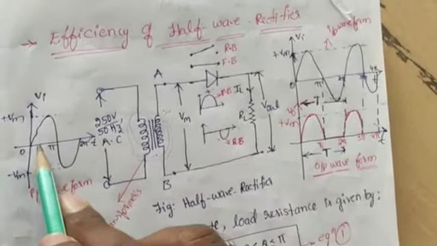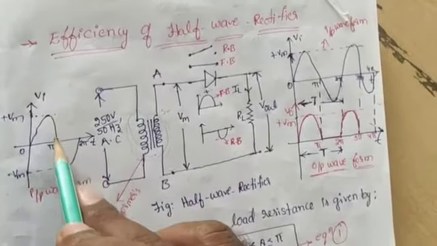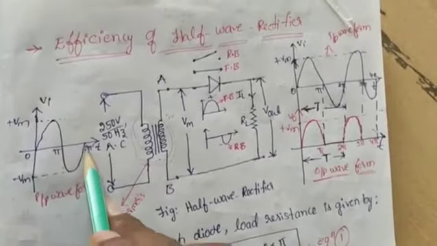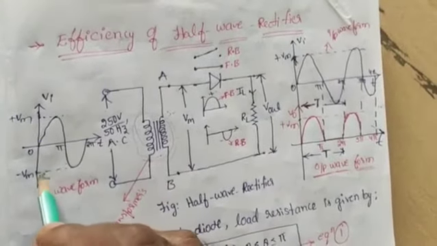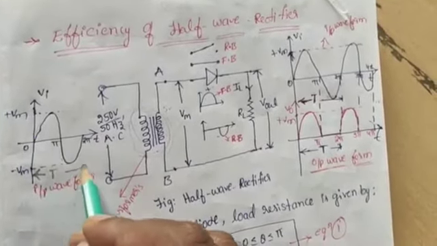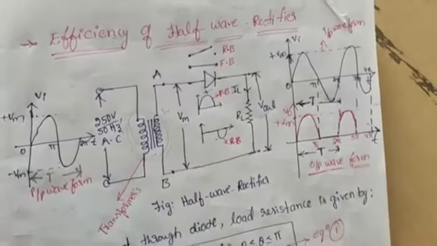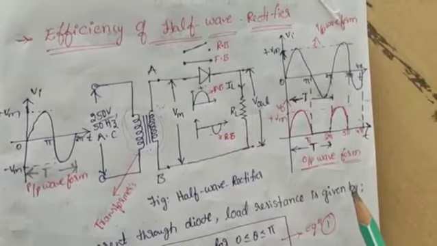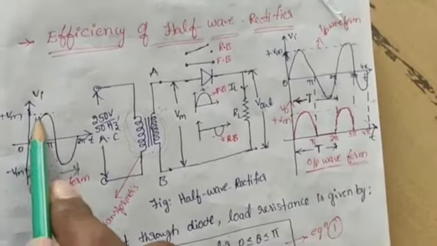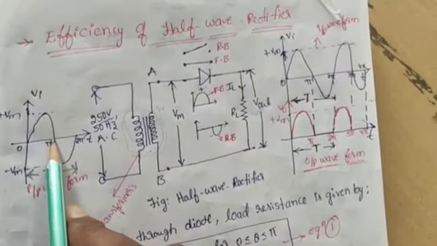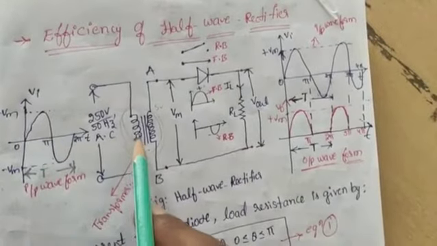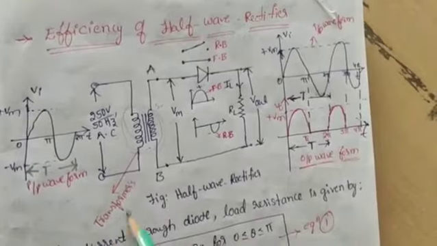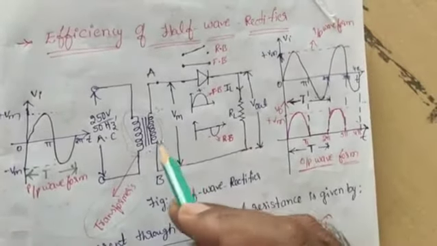When we apply this input signal, this is a positive peak and this is a negative peak. This complete wave is one complete time period. When we apply the positive signal to this primary, this is the primary winding and this is the secondary winding. This is the symbol of the transformer.